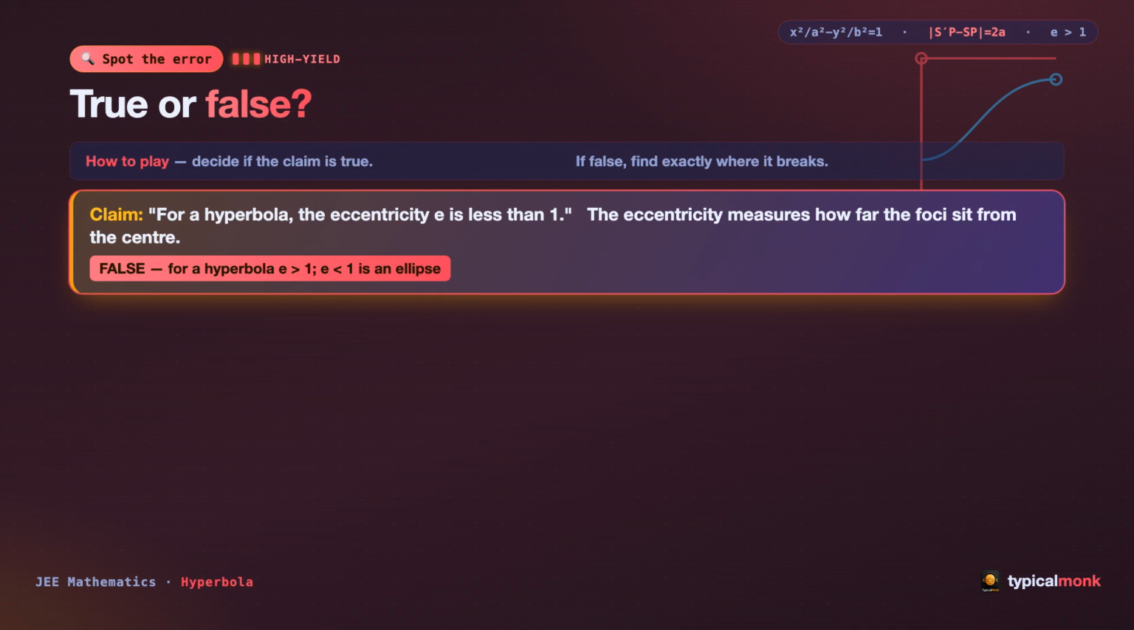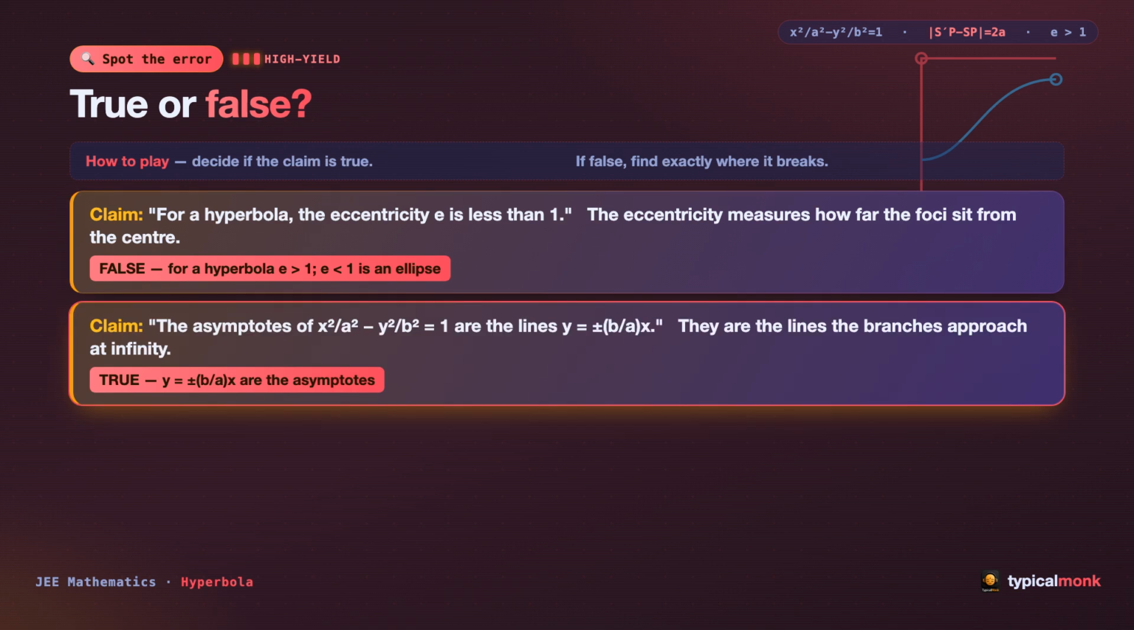For each claim, decide if it is true, and if it is false, find exactly where it breaks. Claim 1. For a hyperbola, the eccentricity e is less than 1. That is false. For a hyperbola, e is greater than 1, and eccentricity less than 1 is an ellipse. Claim 2. The asymptotes of x squared over a squared minus y squared over b squared equals 1 are the lines y equals plus or minus b over a times x. That is true. Those are exactly the asymptotes.